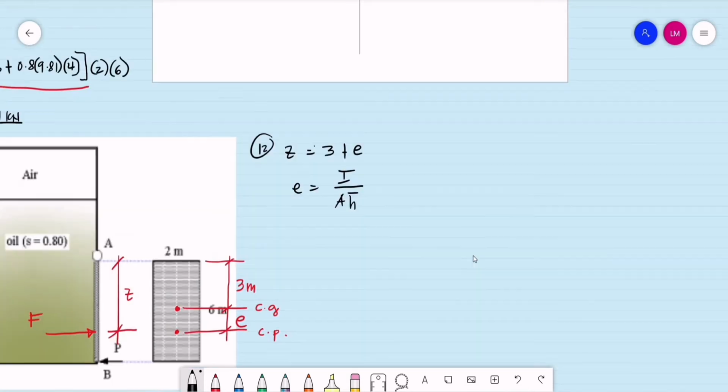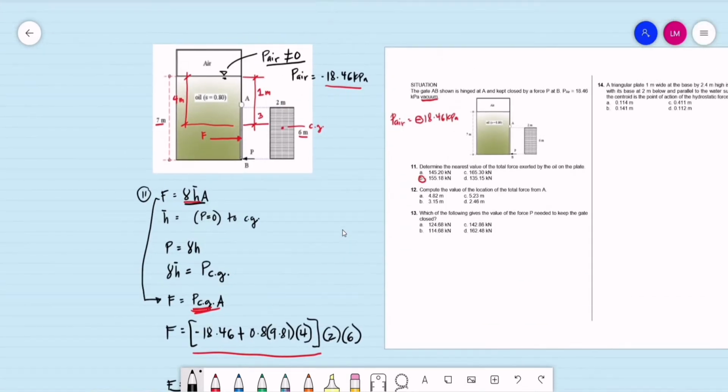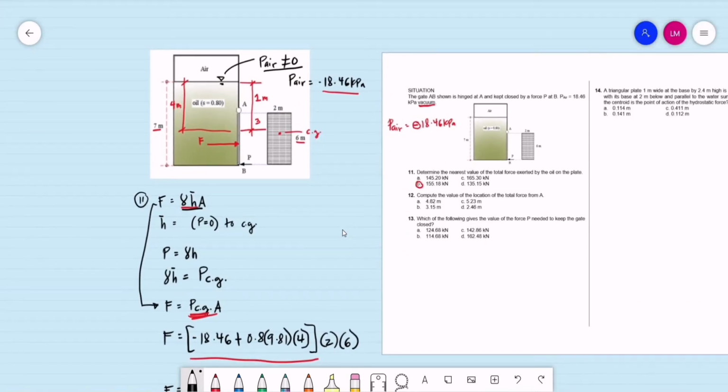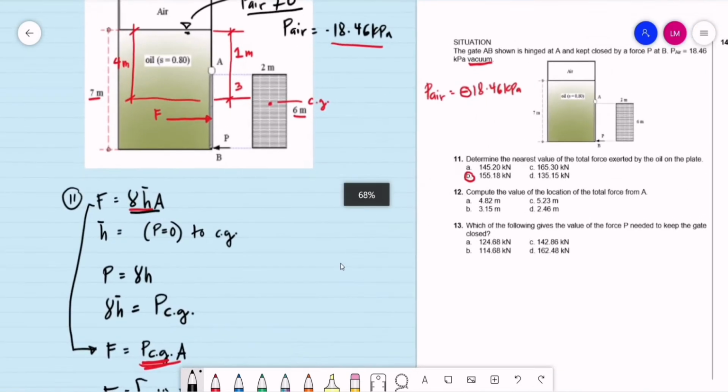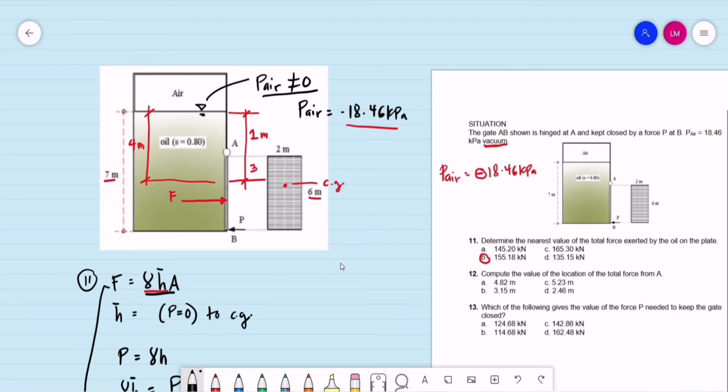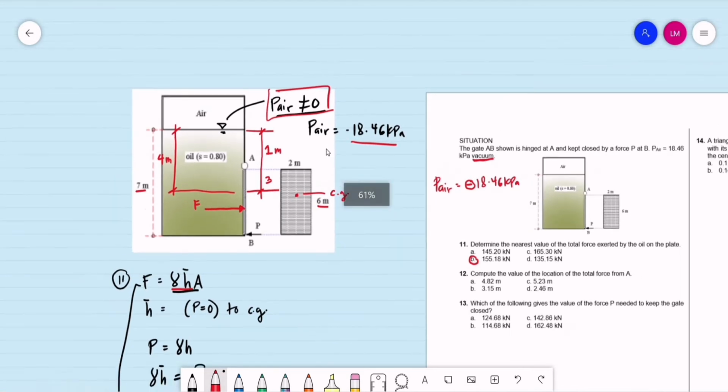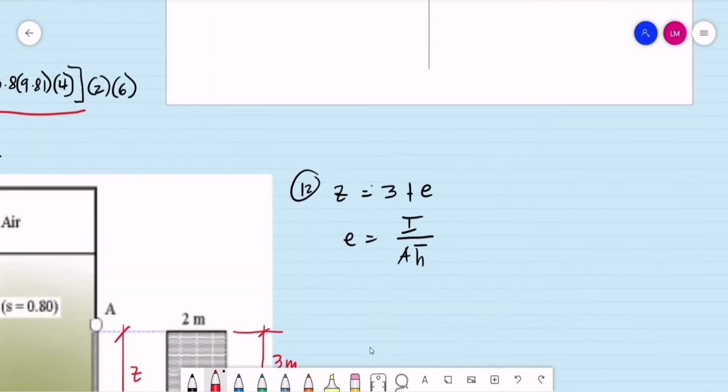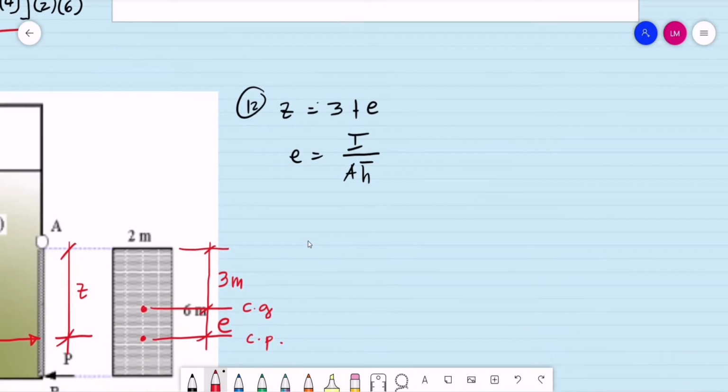So ang problema natin dito, sa question number 11, hindi natin ginamit yung bar H para makuha yung total force, dahil yung surface ng liquid ay hindi zero pressure. Okay? It's not equal to 0. So how do we compute for the eccentricity? So meron tayong two possible solutions para dito. So sabihin ko na lang solution number 1.